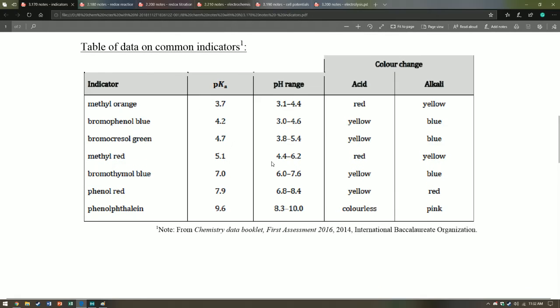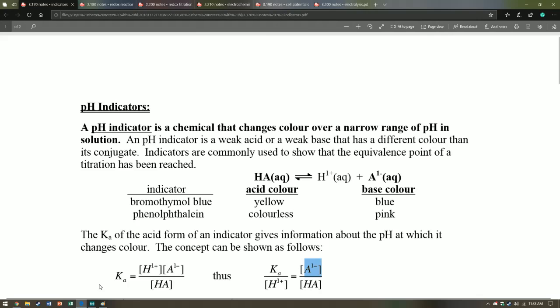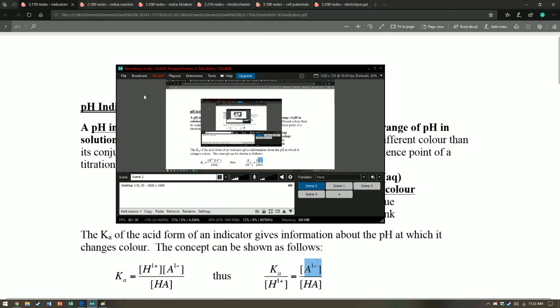And here's a table of common indicators. All you need to know for choosing the right indicator is the pH of the equivalence point, and then remember that pKa is about the pH where the color change will occur. So, for example, for hydrochloric acid and sodium hydroxide, whose equivalence point pH is around 7, bromothymol blue would be a suitable choice here. Phenol red wouldn't be too bad a choice either. And that's how you choose an indicator for an acid-base titration. Thank you very much.